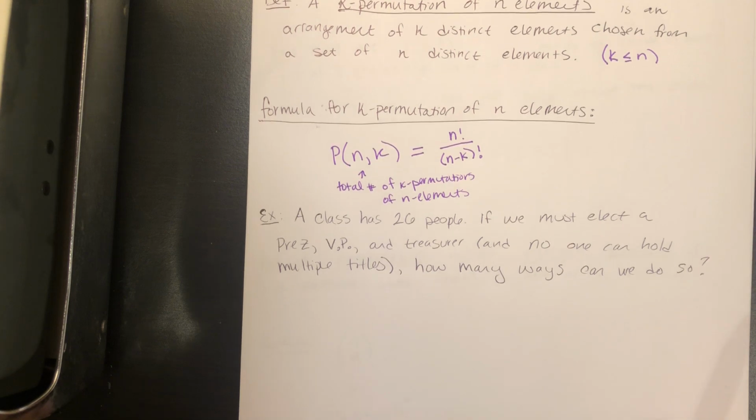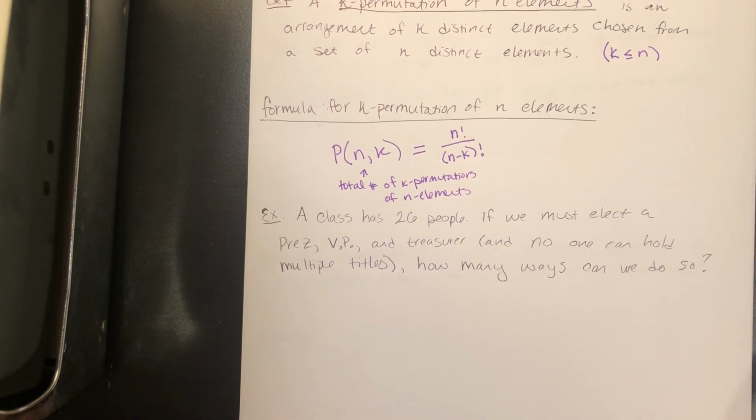Let's try to use that in one last example. A class has 26 people. If we must elect a president, a vice president, and a treasurer, and no one can hold multiple titles, how many ways can we do so?